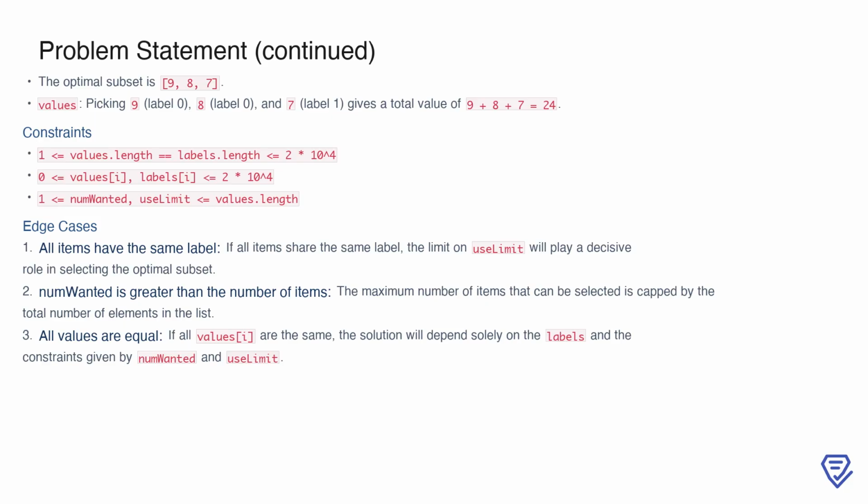Finally, the problem includes some constraints and edge cases to consider. The arrays values and labels can have up to 20,000 elements, and both the values and labels can range from 0 to 20,000. The constraints numWanted and useLimit ensure that we carefully balance the selection of items to maximize the sum while adhering to the limits. Edge cases include situations where all items share the same label, where numWanted exceeds the total number of items, or where all values are equal, requiring additional focus on the labels and limits to determine the best solution.